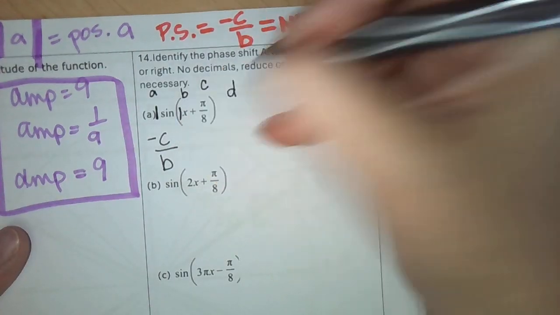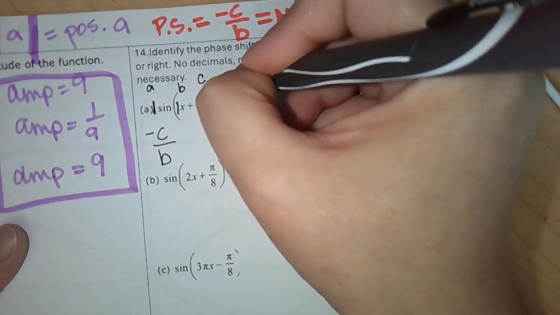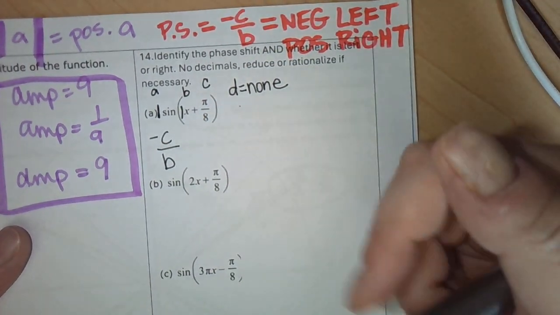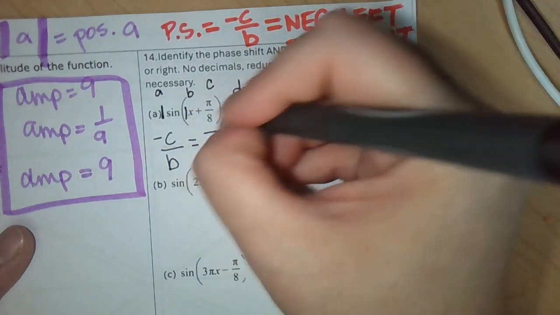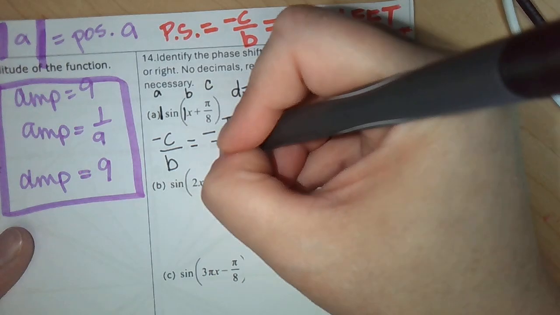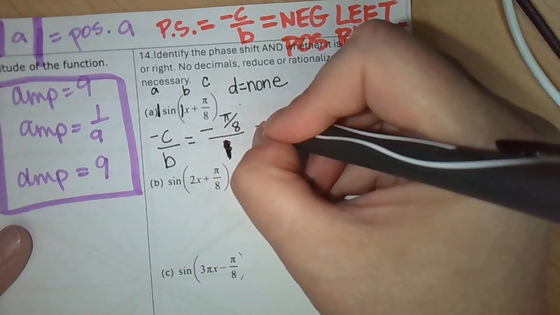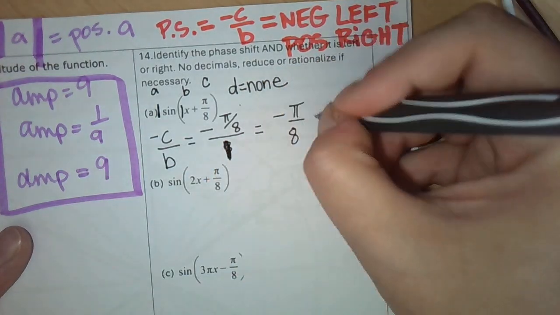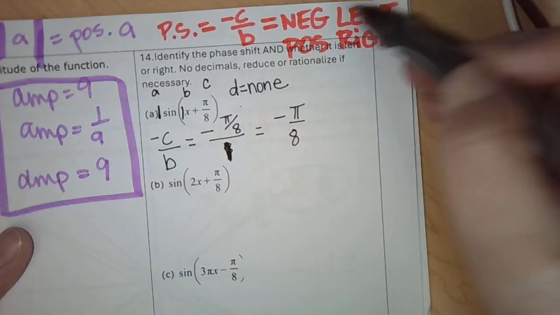And D, well, there is no D. It would be plus or minus on the outside of the parentheses. Okay, let's go. Negative C, so negative pi over 8, all over 1, because your B is 1. And then when you divide that, you just get negative pi over 8. Anything divided by 1 is just still itself. Then negative means left.